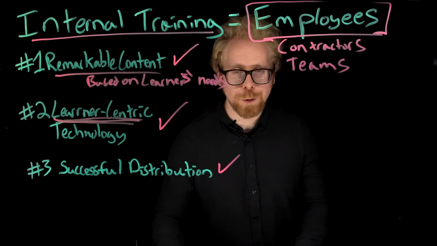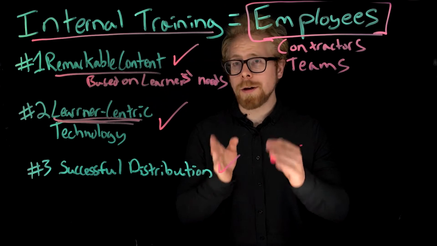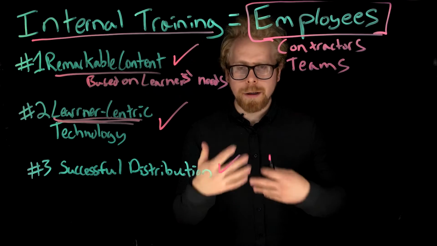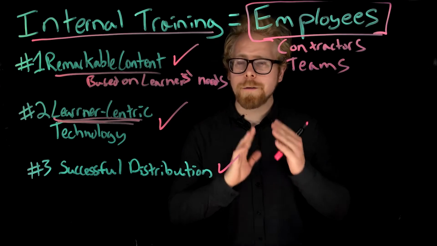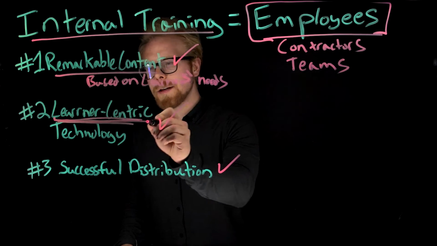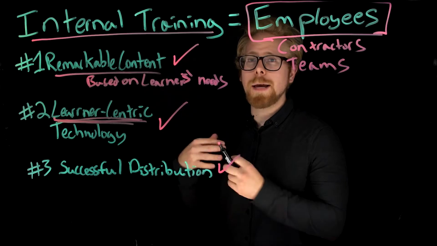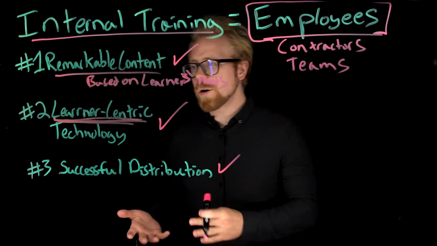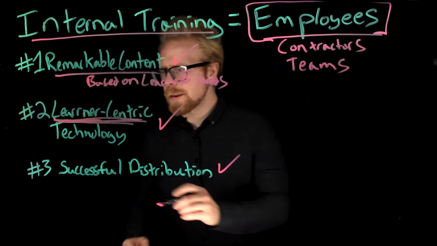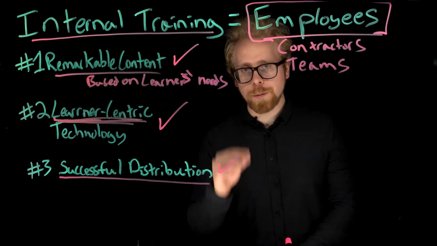If you don't have a learning management system, great. Don't go down that path yet. Let's get some other things in order first. But if you have one, fine, we'll make it work. It's not about the technology, it's about having learner-centric technology. You can make almost any technology work for your learners, you just have to put a little more work into it. And then the third pillar is successful distribution.